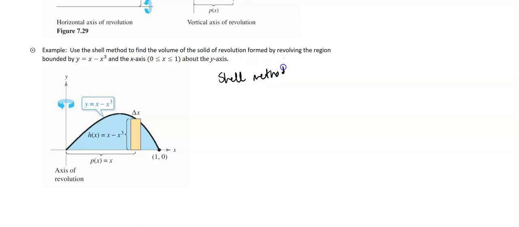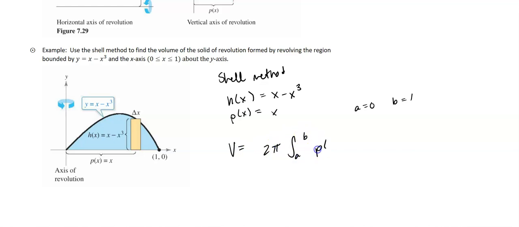And I need to fill in some information. My h of x, which is the height of the rectangle, is x minus x cubed, which is the function. P of x is the distance from the axis to the rectangle, so that just gives me x. And then I'm going to have a equals 0 and b equals 1, because that's what we're given in the introduction to the problem. So V is 2 pi times the integral from a to b of p of x, h of x, dx. So this is 2 pi times the integral from 0 to 1 of x times x minus x cubed dx.